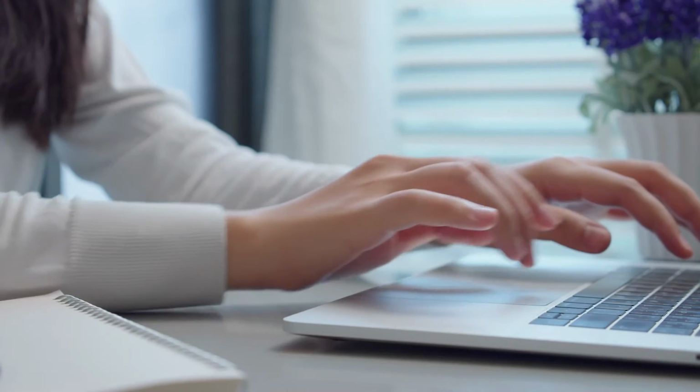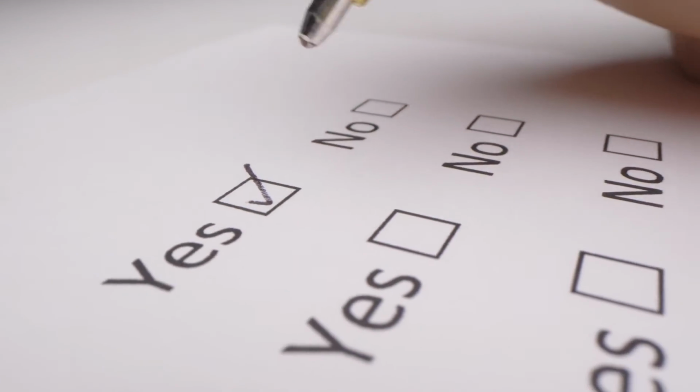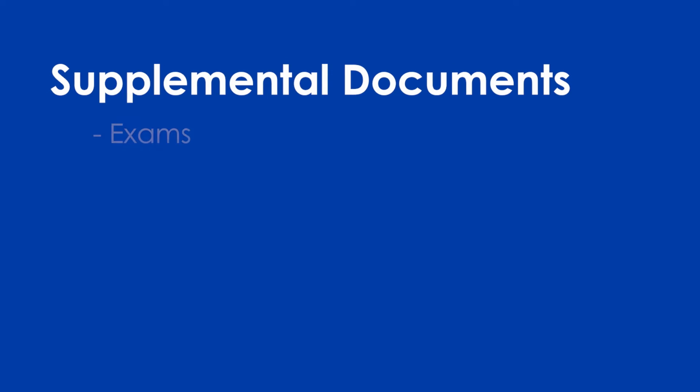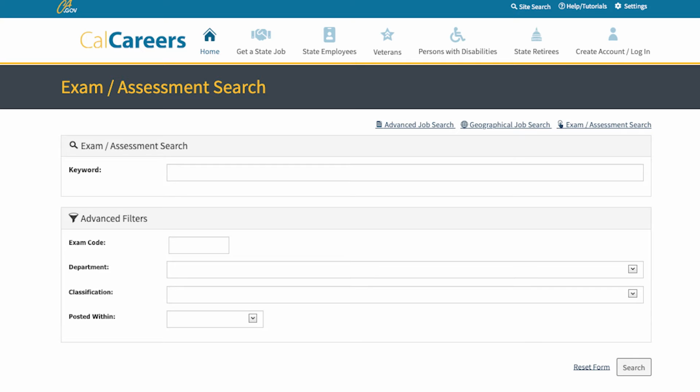In this video, we will guide you through the exams, which are a crucial part in determining eligibility for many positions. Exams differ based on the job classification you are pursuing, and some classifications may utilize assessments instead. Supplemental documents like exams, assessments, or even the Statement of Qualifications are different ways to ensure that the applicant has the knowledge, skills, and abilities needed for the position. In this video, our focus will be on the examination component required for many positions.